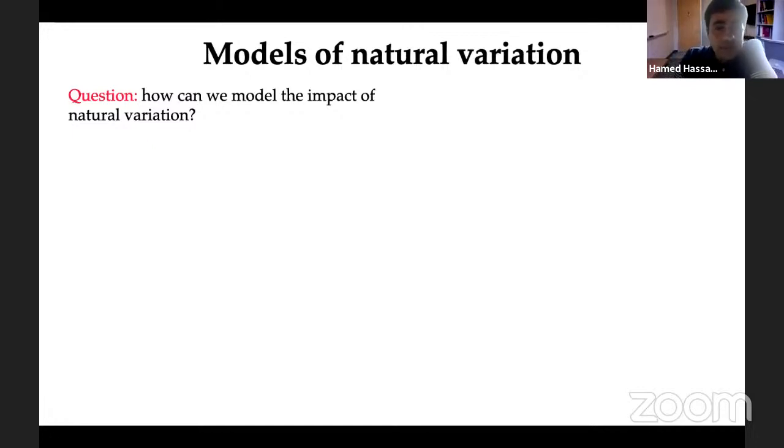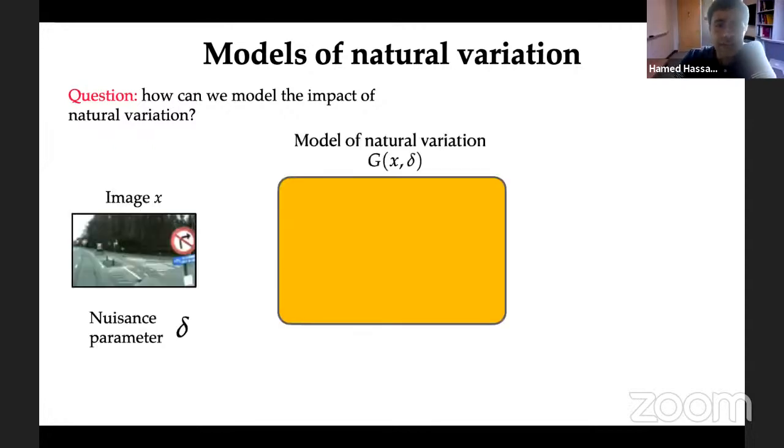The main question, as I said, is to capture or model the impact of these natural variations. The way we think about it is through something that we call a model of natural variation, which is a function g that has two arguments, x and delta. X would be the image, and delta is something that we call the nuisance parameter. Delta is a very low-dimensional parameter, for example in R2 or R3, just two or three dimensions.